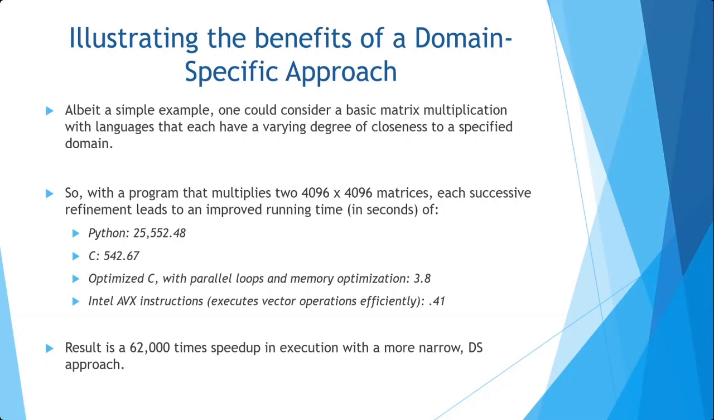And finally, if you go all the way down to Intel specific AVX instructions that use vector operations efficiently, you actually get down to less than half a second, so 0.41 seconds. So you can see that as you go from more general to a more specific, domain-specific approach, you get a much more dramatic increase.